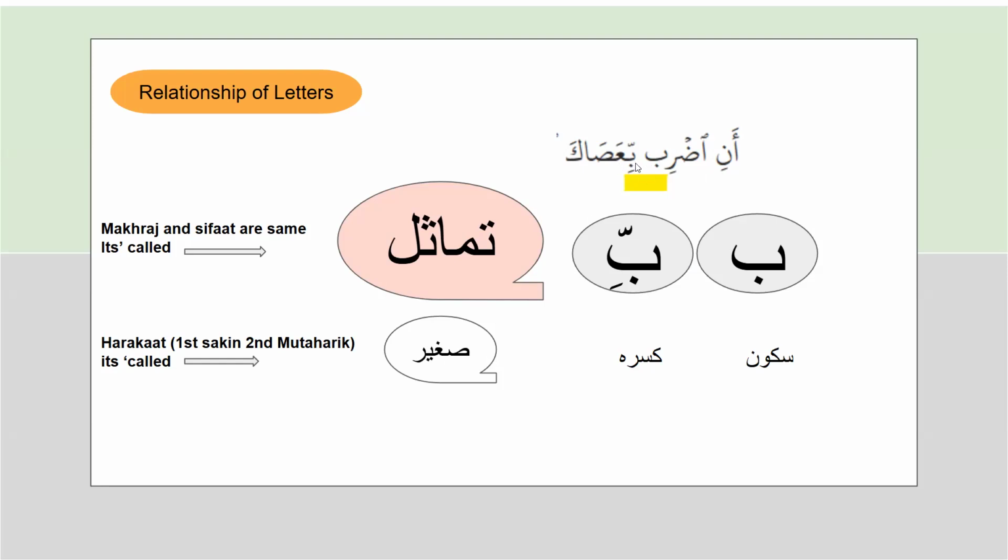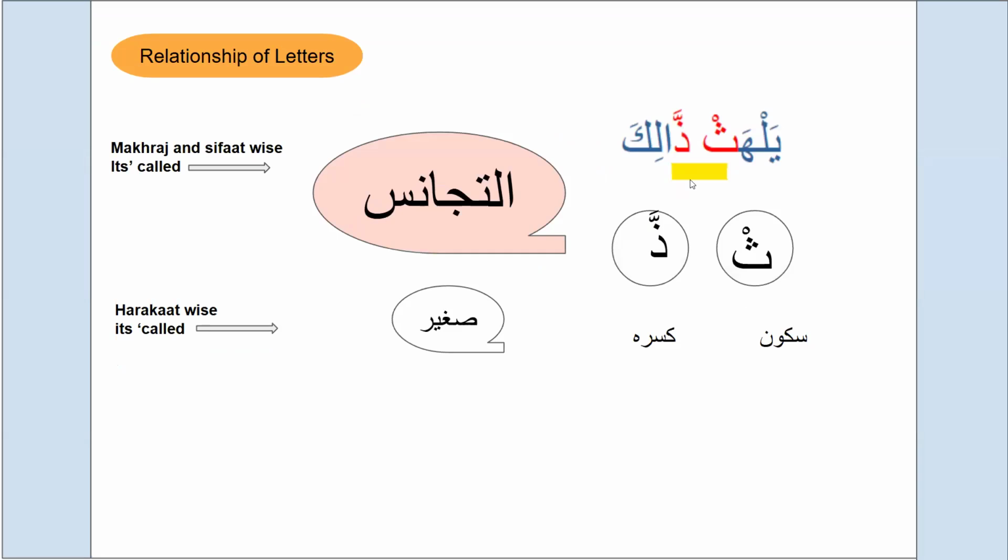Both letters are the same, so they share the same makhraj and the sifat. So we say tamathul. Makhraj and sifat are the same, so it's called tamathul. So the ba will be merging into the ba mutaharrik: أن يضرب بعصاك.